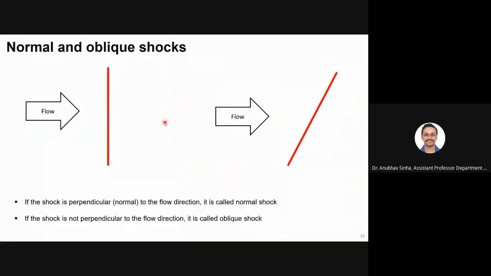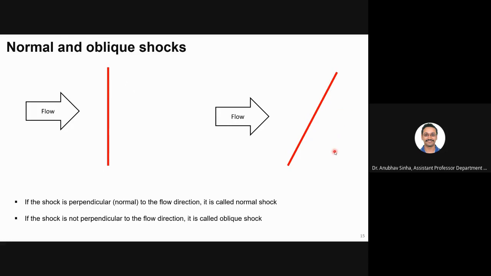Again, I said that shocks can be normal or oblique. Normal means you are normal, or 90 degrees, to the flow field. Oblique means you are not normal; you are at some angle to the flow field. So this is the basic difference. As we move along, this is the more general configuration. We'll start deriving the equations for this normal shock, and once we have developed some understanding of normal shock, we'll modify these equations and see how to deal with oblique shock. Basically, we'll take two components of velocity, which we'll discuss later on.